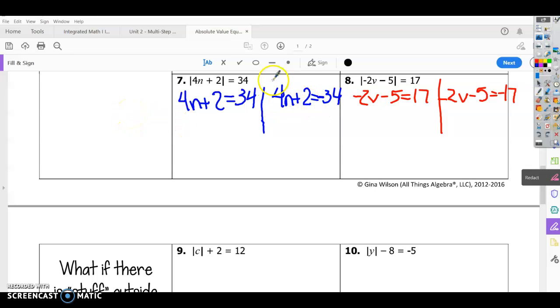All right, I went ahead and wrote these down. 4n plus 2. The 4n plus 2 does not change. The only thing that changes is the sign on the opposite side. So 34 and negative 34. So I'm going to subtract 2. Just solving an equation at this point. 34 minus 2, 32. This is just some review from equations before. That's not m, that should be an n. N equals 8.